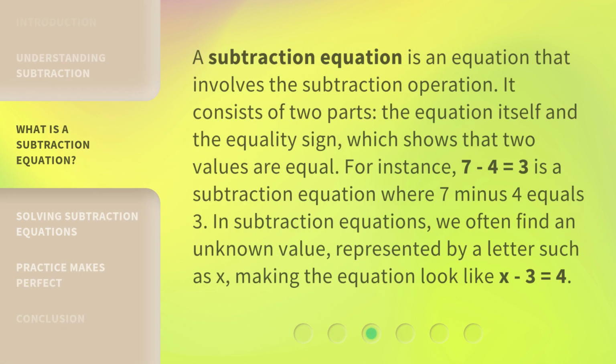A subtraction equation is an equation that involves the subtraction operation. It consists of two parts: the expression itself and the equality sign, which shows that two values are equal. For instance, 7 minus 4 equals 3 is a subtraction equation. In subtraction equations, we often find an unknown value, represented by a letter such as x, making the equation look like x - 3 = 4.